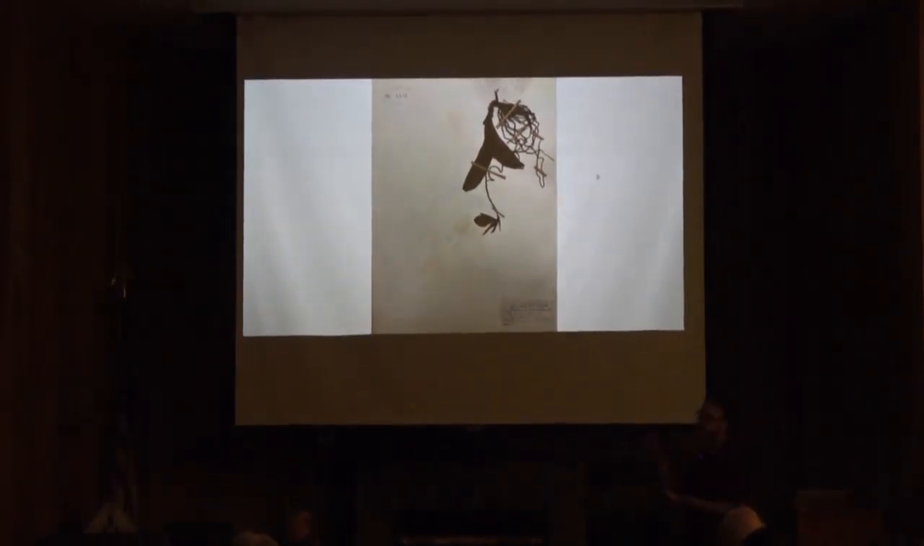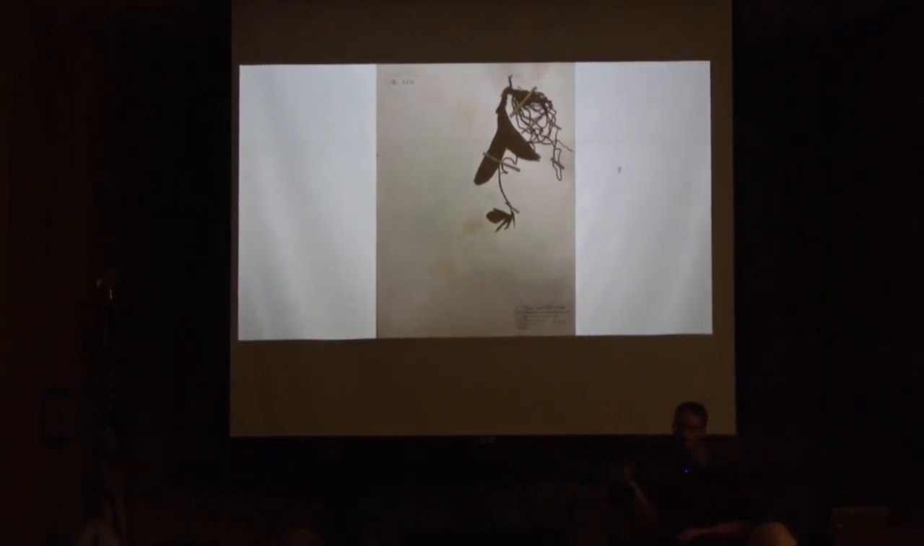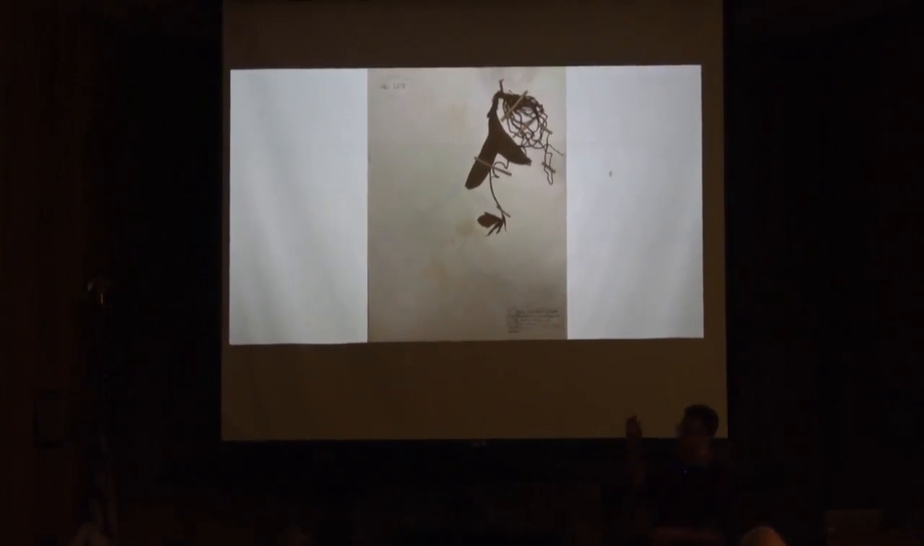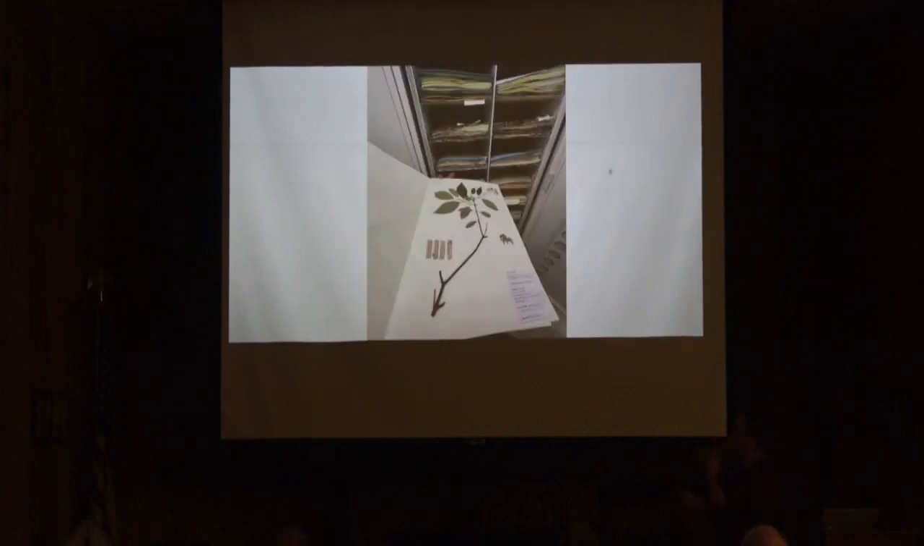So that plant there, if you went there, that probably doesn't exist anymore. We will never be able to find that population of plants ever again. This is the record that we have of what grew there and when. And this is duplicated over and over again.